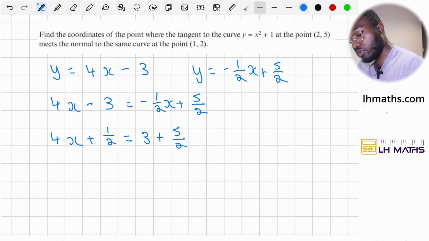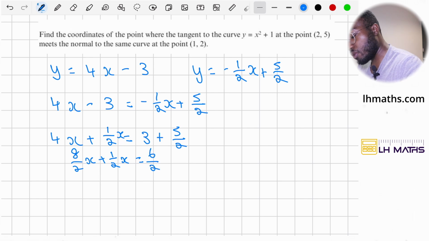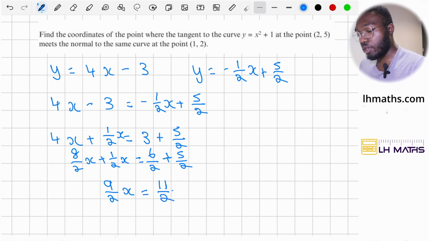And then if we just rewrite this, so this would be 8 over 2x plus, oh, I forgot my x here, plus a half x, and that would be 6 over 2 plus 5 over 2. So then that would be 9 over 2x. That is equal to 11 over 2. So now that we have this, then it's very simple. We can just do 11 over 2 divided by 9.